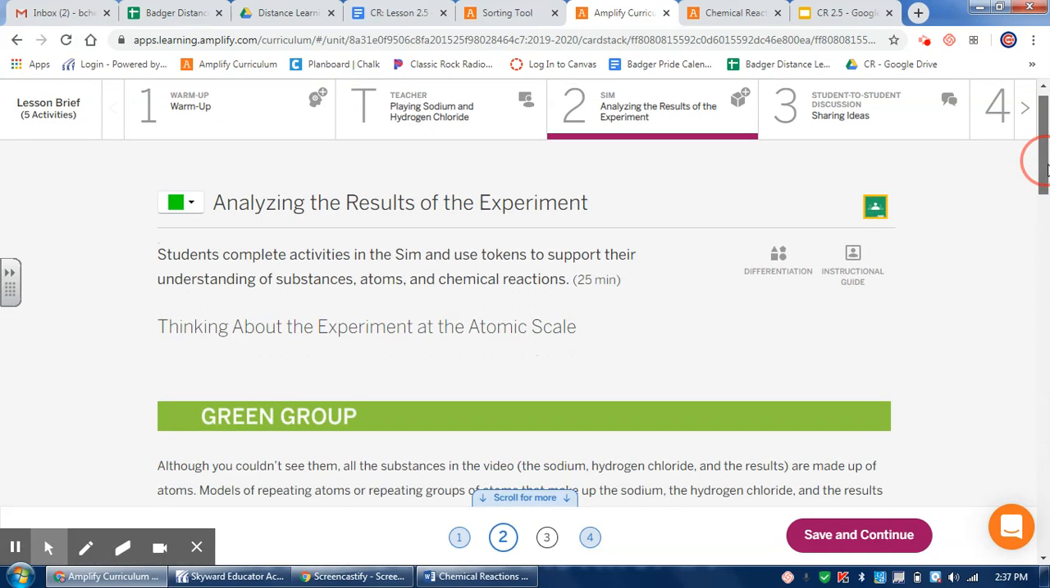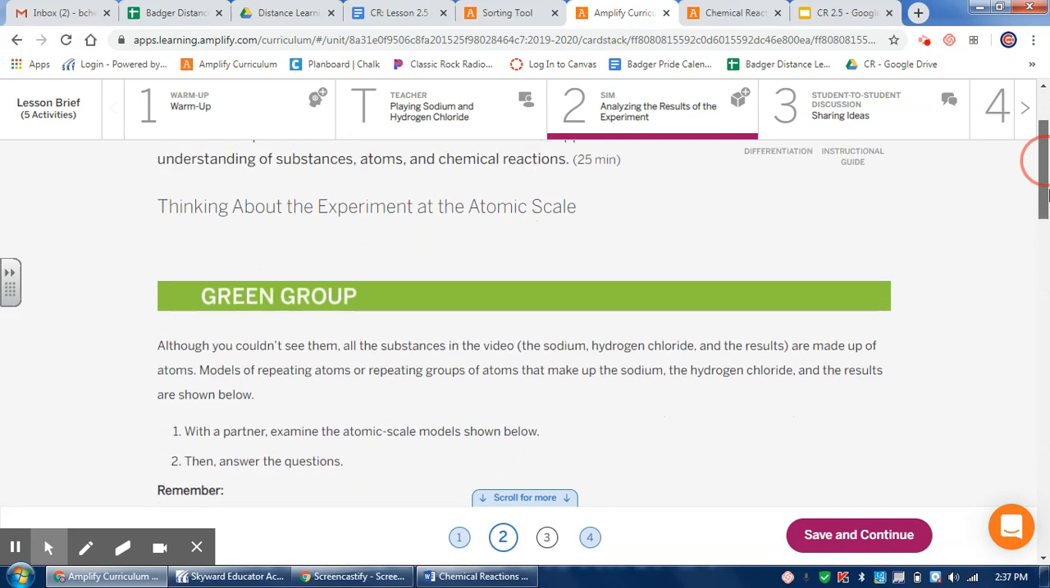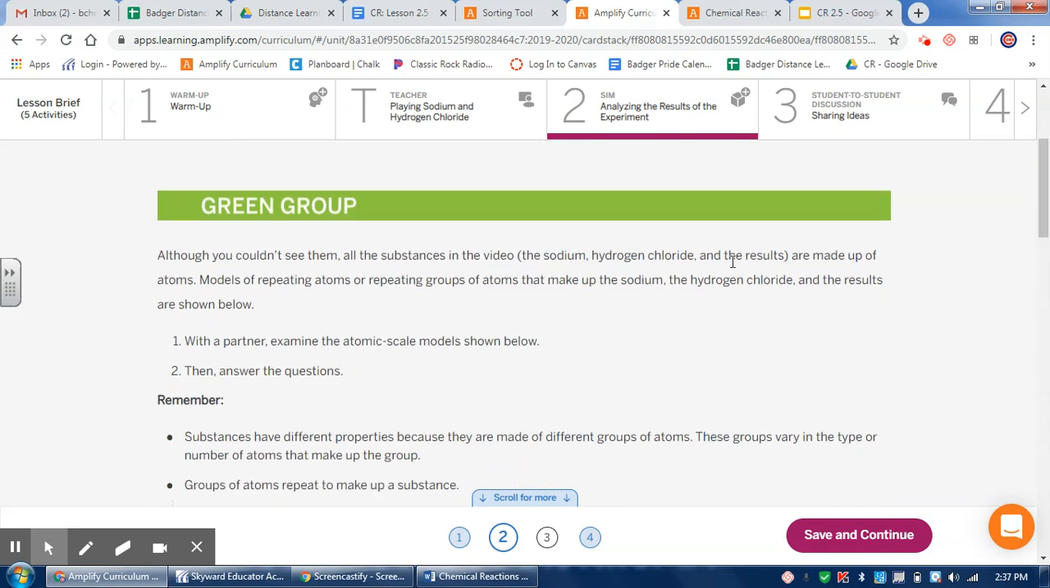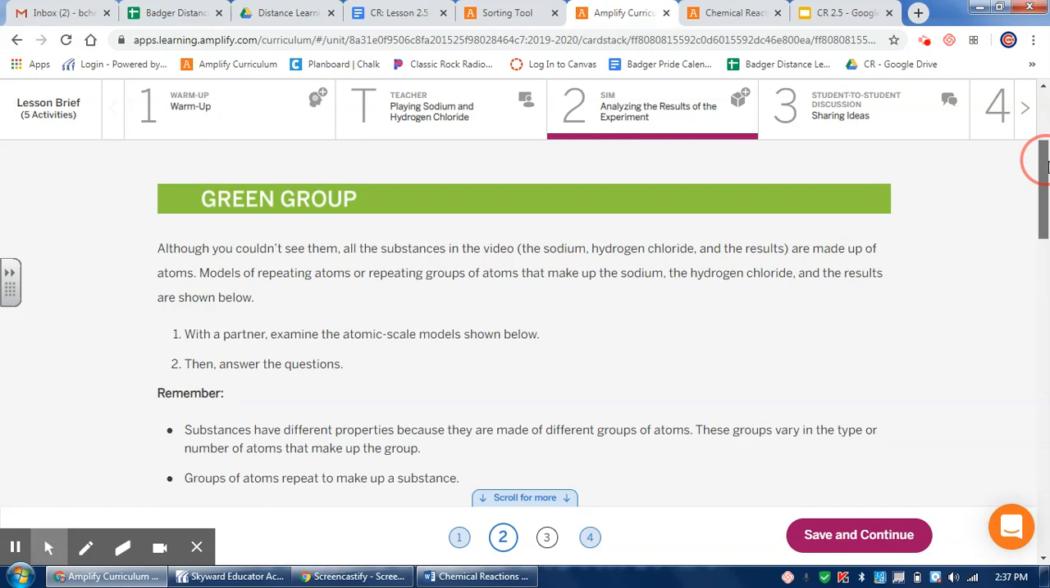All right, on the second page, we're going to look at the atomic scale, and we know that we couldn't see the atoms that make up those substances in the video because they're so small. So what we're going to do is look at the atomic scale models of each of the substances, and it might give us more evidence about how many substances were actually involved in the video.